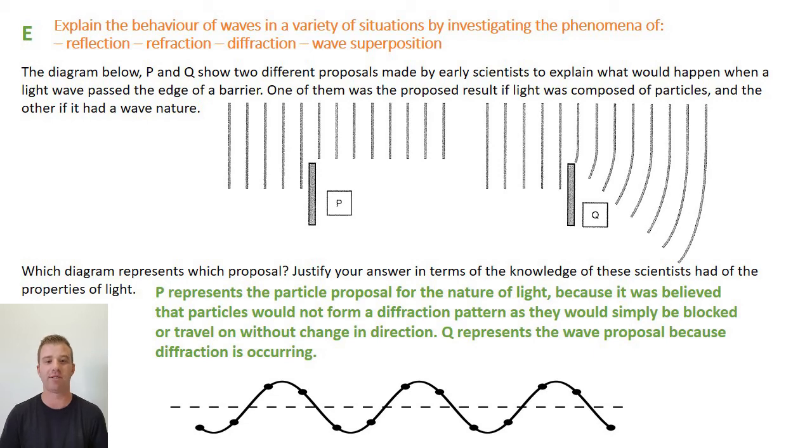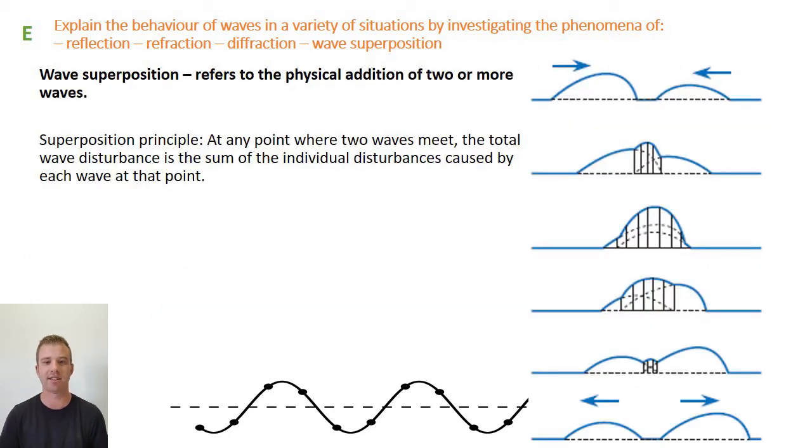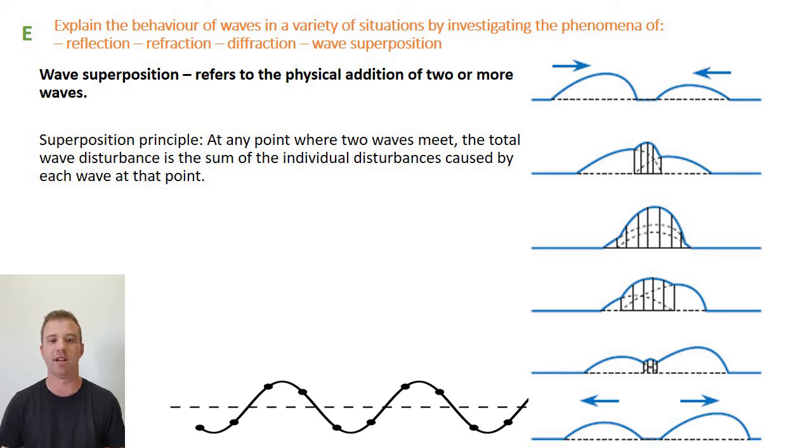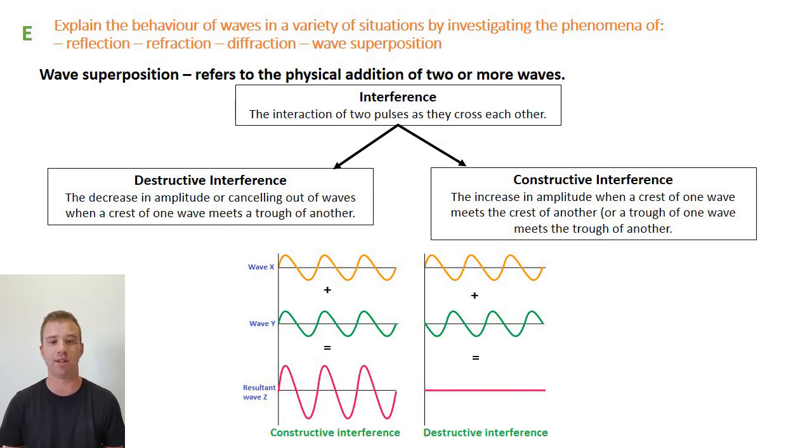Now let's have a look at wave superposition. This looks at where waves combine, so this refers to the physical addition of two or more waves. Okay, so let's have a look here at interference, when the waves interfere with one another.